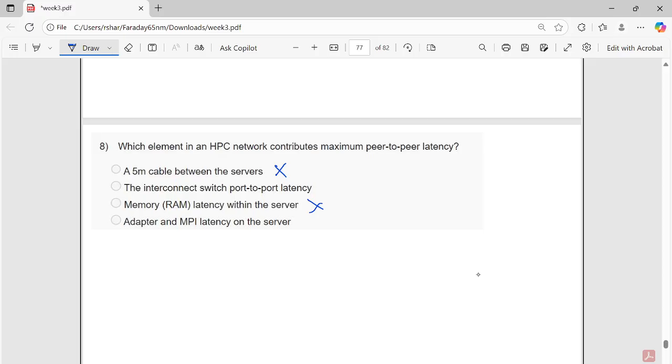Next is the interconnect switch. Port to port latency is low in high performance switches, often sub microseconds. When it is in an adapter, NIC processing plus MPI software overhead adds significant latency due to data handling, protocol, and CPU involvement, making it the largest contribution in the end-to-end peer-to-peer latency. Yes, that option.